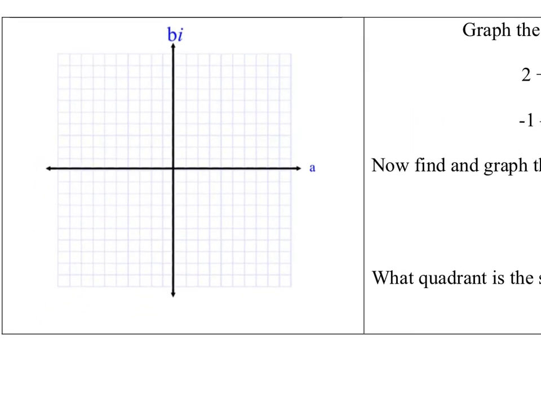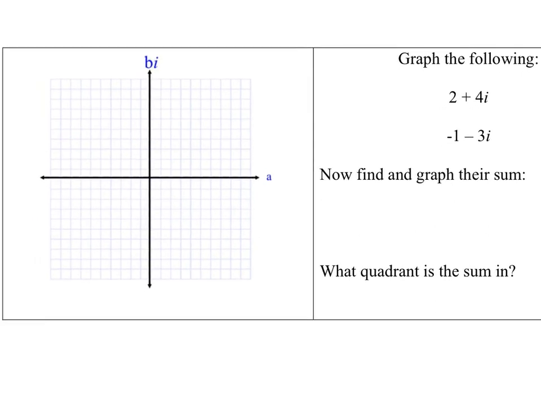All right, now we have graphing these, so you already know how to graph. You just have to add them and then graph. Here we go. So graph the following. So I'm going to graph 2 plus 4i, so there's 2. 1, 2, 3, 4. So that's 2 plus 4i. And then negative 1 minus 3i. Negative 1, minus 3. So this is negative 1 minus 3i.